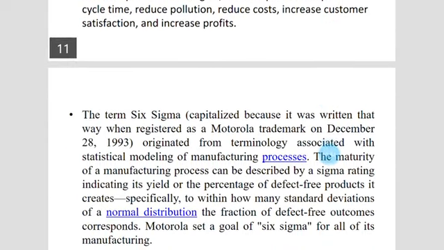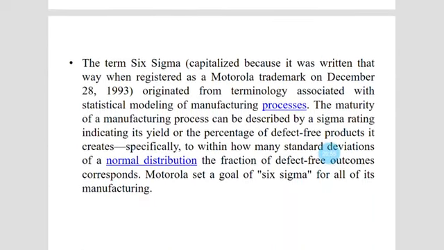And another thing, the term Six Sigma is capitalized because it was registered as a Motorola trademark on December 28, 1993, and originated from the terminology associated with statistical modeling of manufacturing processes.